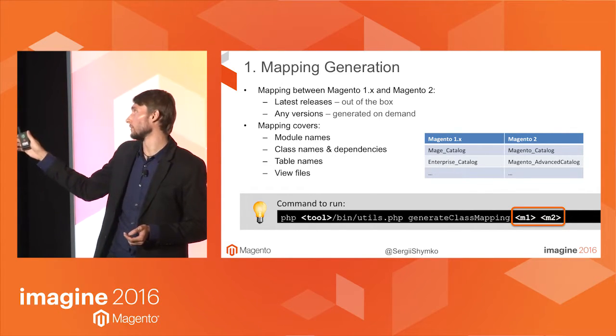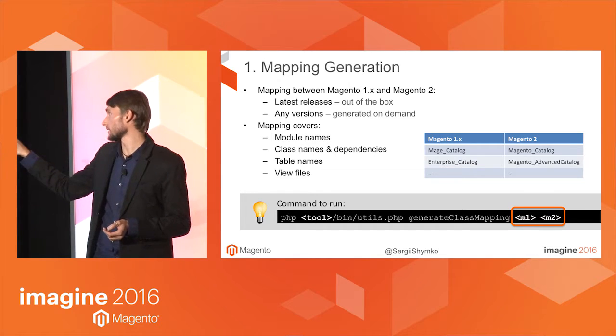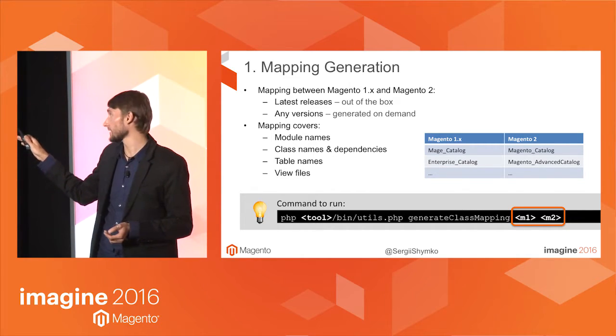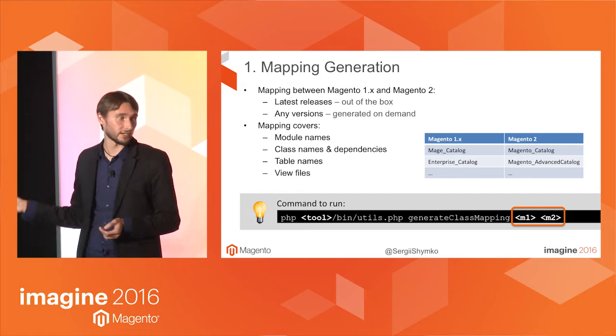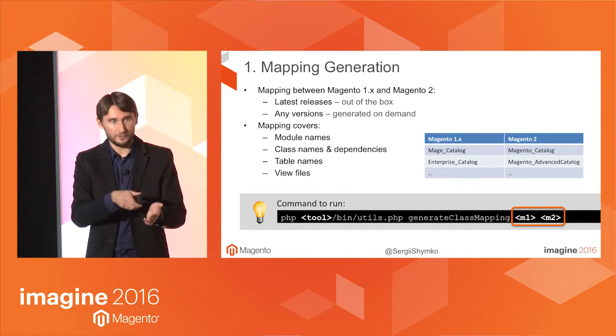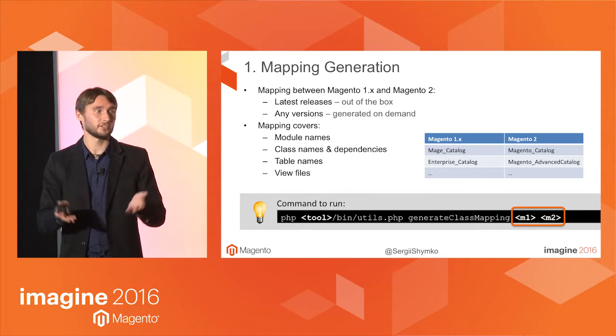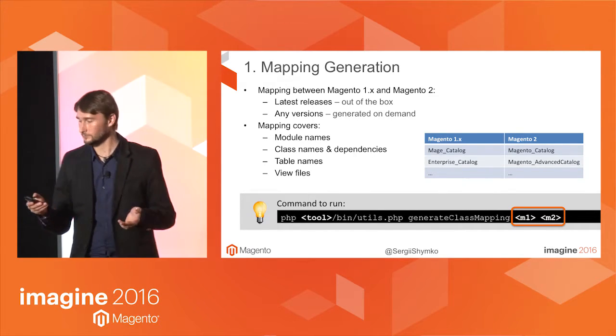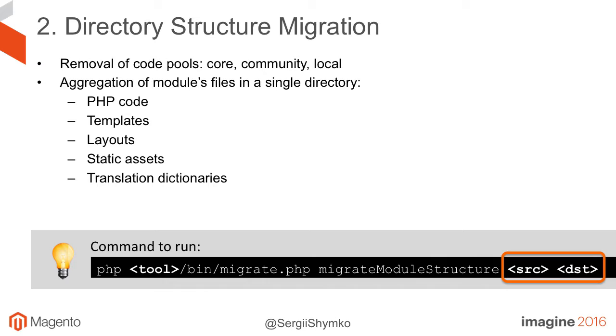I want you to notice the arguments that it accepts. It's the M1 and M2 directories. Pretty much it's going to look at your Magento 1 and Magento 2 code bases, figure out the mapping, and generate these map files.